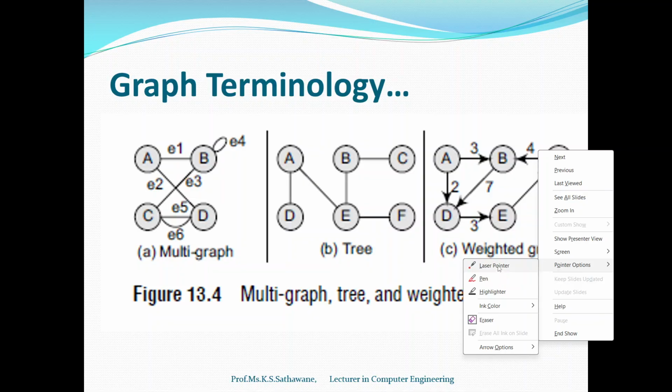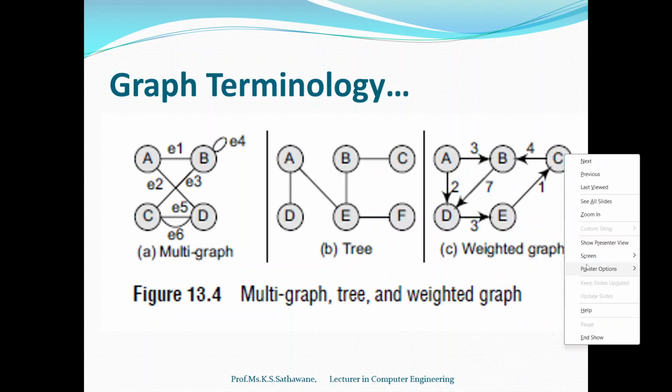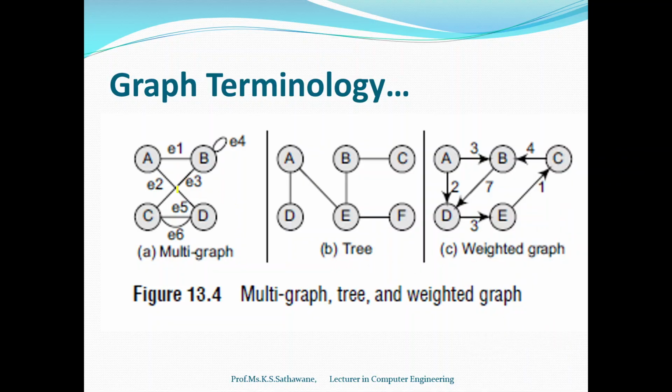So what is a multigraph? Here if you can see, there are multiple edges. From C to D you have one edge E5. From C to D or D to C again you have one edge E6. So there are multiple edges, plus there is a loop. Means the edge starts from B and ends at B. Okay.